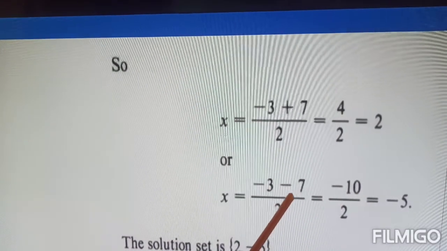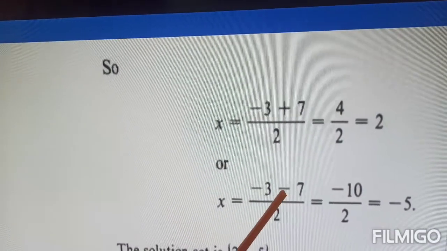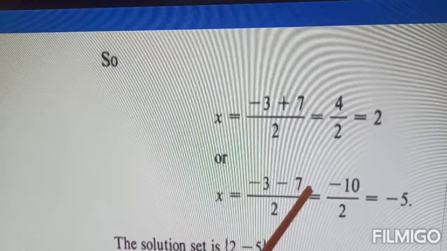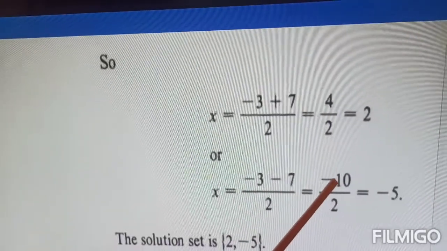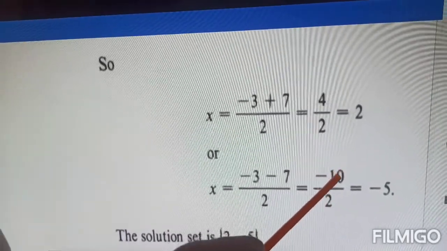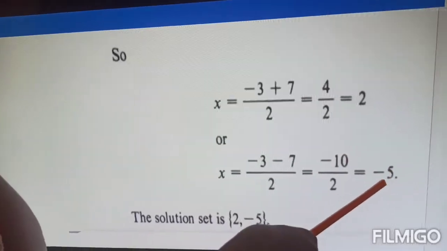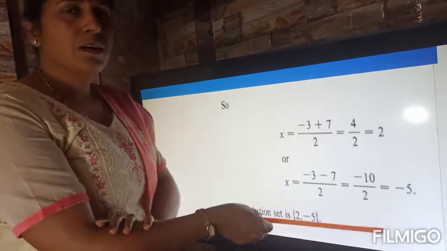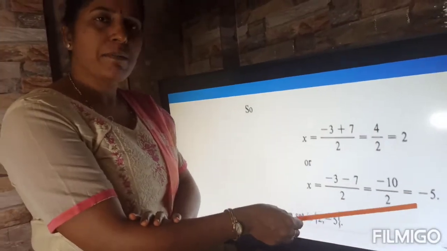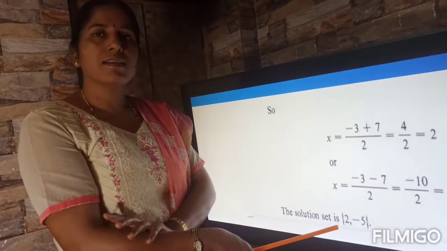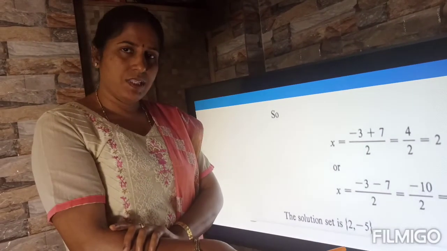Now we take minus in the middle. Minus 3 minus 7. We add these two, and it becomes minus 10 by 2. Simplify this: 2 fives are 10. Minus stays as it is, so minus 5. Now we got the two roots. 2 and minus 5 are the solutions for the given quadratic equation.